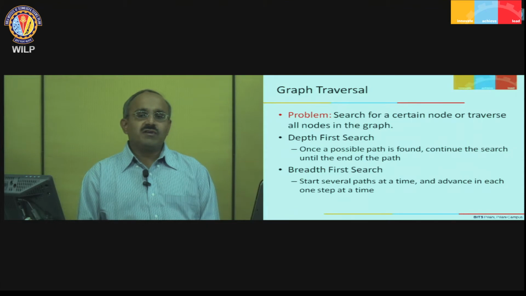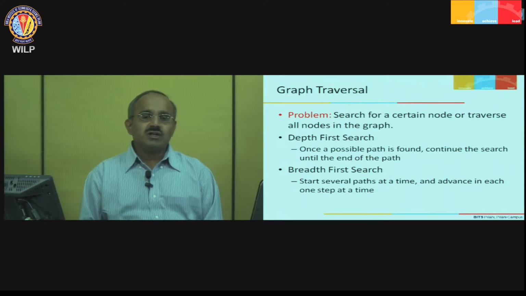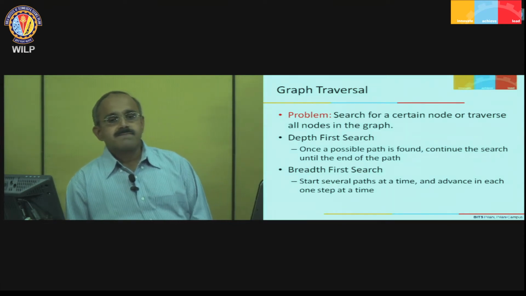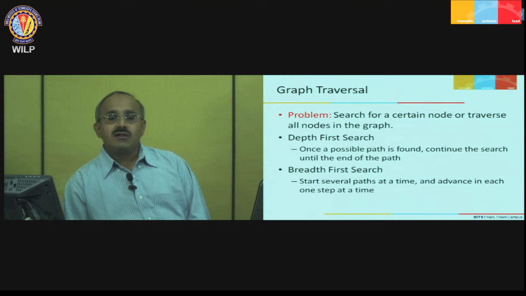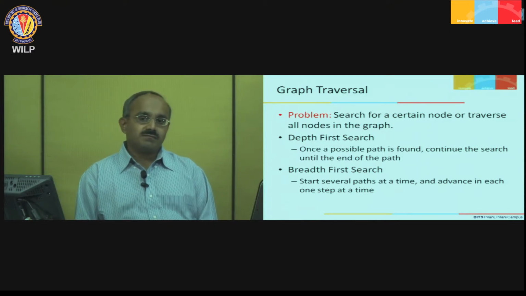In a depth first search, once a possible path is found, we continue the search until we reach the end of this path. In breadth first search, we start several paths at a time and advance in each one step at a time.